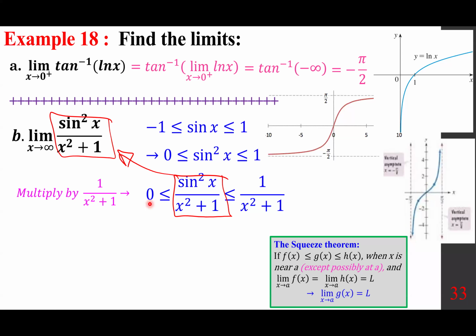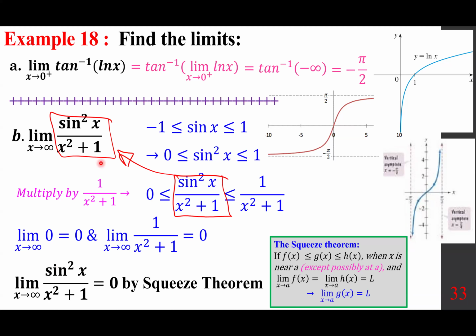So this one, the limit of 0 as x approaches infinity is 0. This one, the limit of 1 over x squared plus 1 as x approaches infinity, obviously is 1 over infinity, or 0. And by the squeeze theorem, we say the limit of the expression sine squared over x squared plus 1 as x approaches infinity is 0 by squeeze theorem.